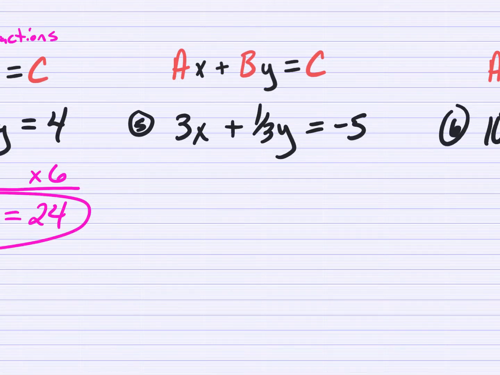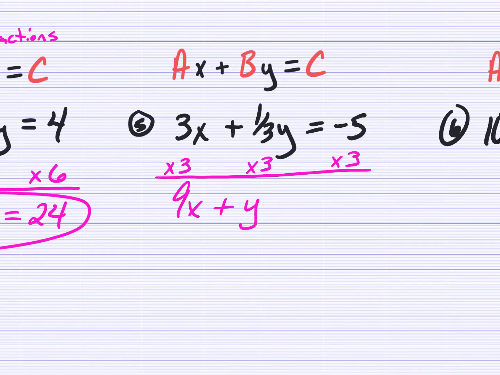All right, number 5. It's in the right order. Number of the x, number of the y, equal sign, number by itself. So make sure all the rules. A can't be negative. We're good. Can't have any fractions. Well, I have a fraction right there. So again, I'm going to look at the common denominators. I have an invisible 1 here, a 3 here, and an invisible 1 over here. So I need a number that 1, 3, and 1 will go into, and the least common multiple is actually 3. So I'm going to multiply everything times the least common multiple, which is 3. So I get 9x plus 1y, or just y, equals -15.